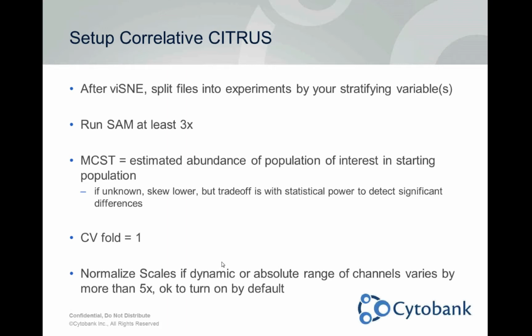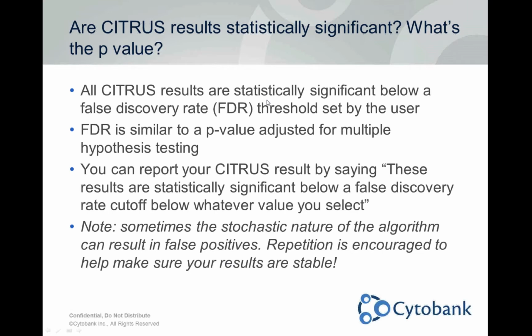Just as a quick sidebar, and I think Kat's going to address this later on, but are the results of Citrus significant, and what's the p-value of these results as we get into them?